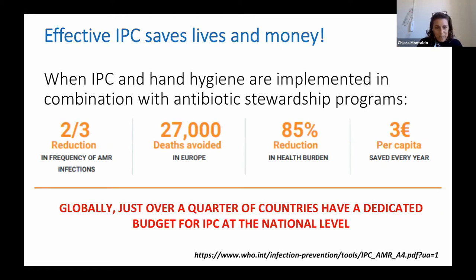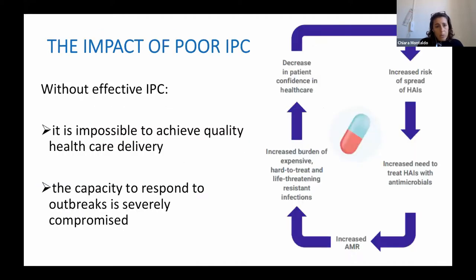And in spite of this, globally, just around 1/4 of the countries have a dedicated budget for IPC at the national level. So this is really a waste. It's a pity because we really could save a lot of lives and money with a good implementation. So without an effective IPC, it is impossible to achieve good quality healthcare delivery, and our capacity to respond to outbreaks is very much compromised. So my take-home message is really this: IPC includes quite simple and normally quite cheap activities, which can have a huge impact in terms of mortality, morbidity, and expenses, and is really the number one intervention that we can implement to reduce AMR in our facilities and so in the community.